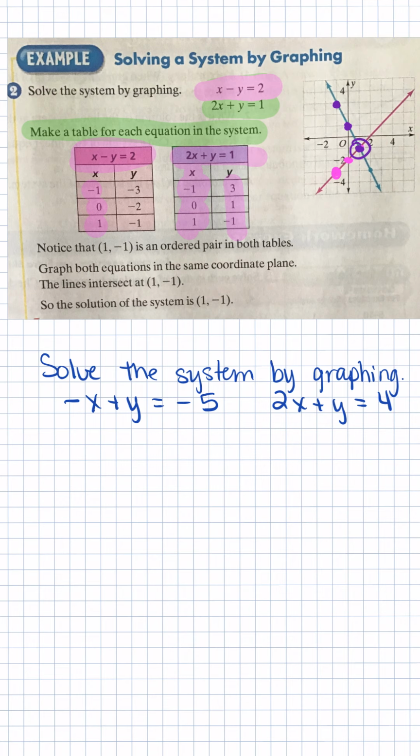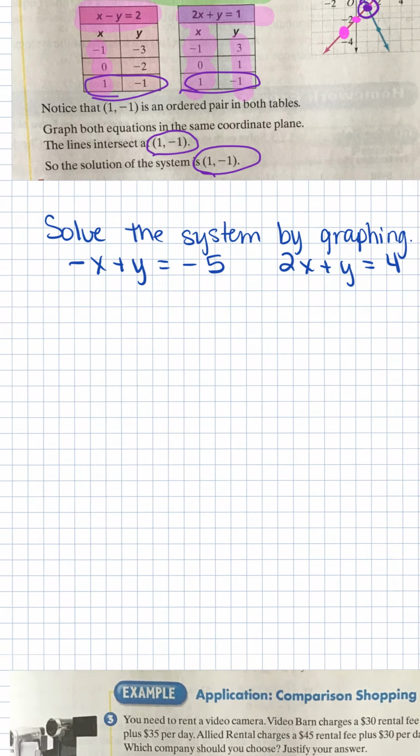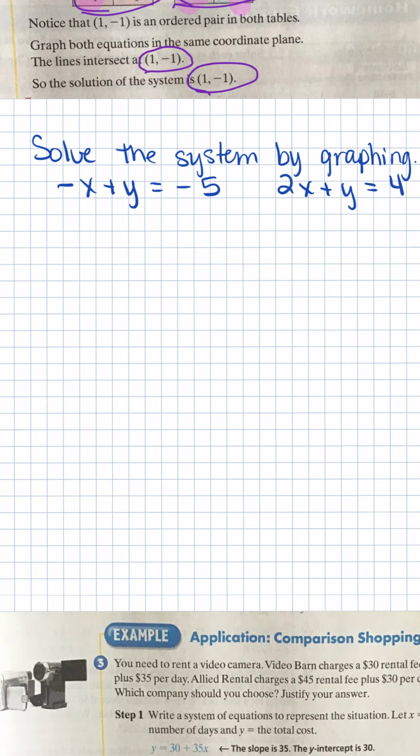So notice that 1, -1 are ordered pairs in both tables. Graph both equations in the same coordinate plane. The lines intersect at those points. So the solution of the system is 1, -1. Go ahead and see if you can create a table for these two equations and then graph it. Come back to me when you're done.